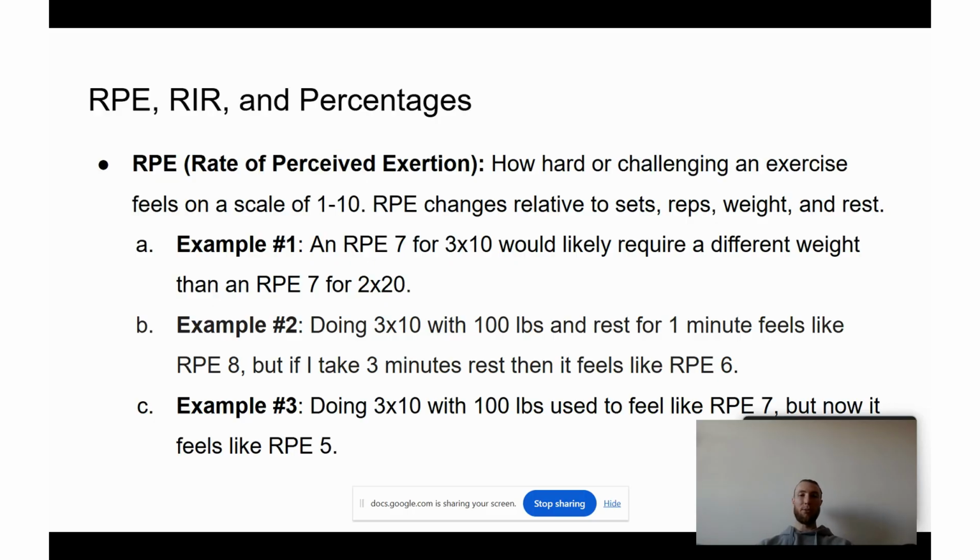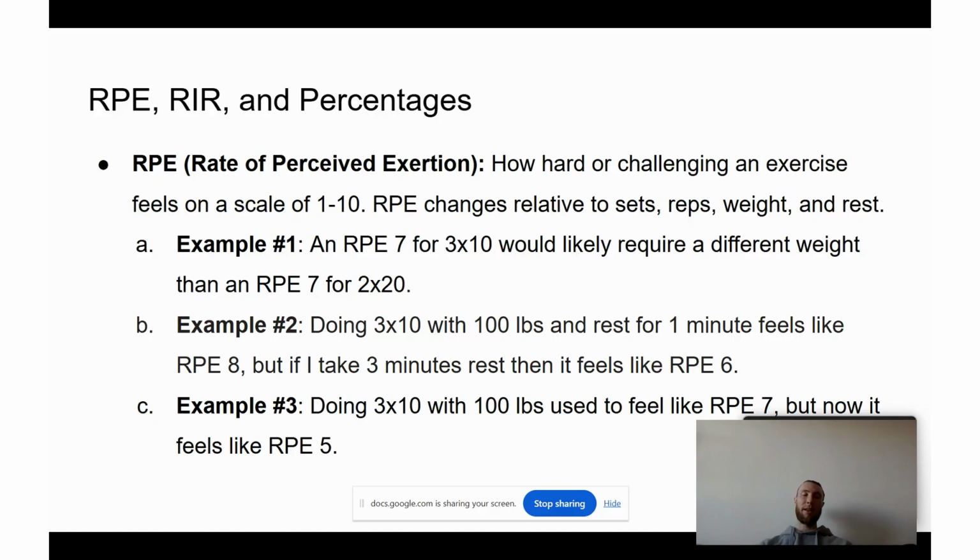Example number two, let's say you were doing three sets of 10 with 100 pounds and you needed to rest for 1 minute for it to feel like an RPE 8. But if you were to take a 3 minute rest, that probably wouldn't feel like an 8. That would probably feel like an RPE 6 because you're more rested going into it with that given weight. The last one I'm going to use for an example is doing three sets of 10 with 100 pounds. And it used to feel like an RPE 7, but now you've gotten stronger and now it feels like an RPE 5. And that's again because you got stronger over time.